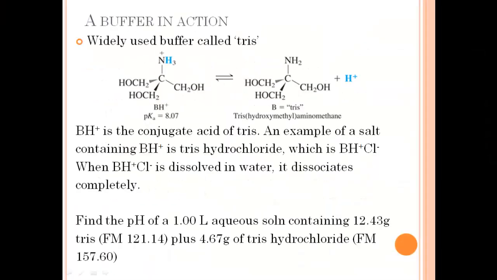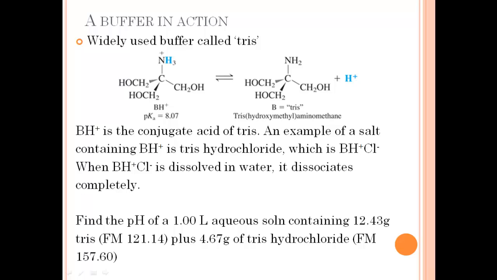This example shows a buffer in action. There's a widely used buffer. It's really common. It's called tris, and it's short for this awfully long name that you see there, tris hydroxymethyl amino methane. I would never remember that if they didn't tell me. But anyway, tris. Now, you can see there that the BH plus is the conjugate acid of tris because they've added that one proton to that amine on the top. An example of a salt containing this BH plus would be something like tris hydrochloride, which would be in the form of BH plus Cl minus. Now, when BH plus Cl minus is dissolved, it completely dissociates in water.